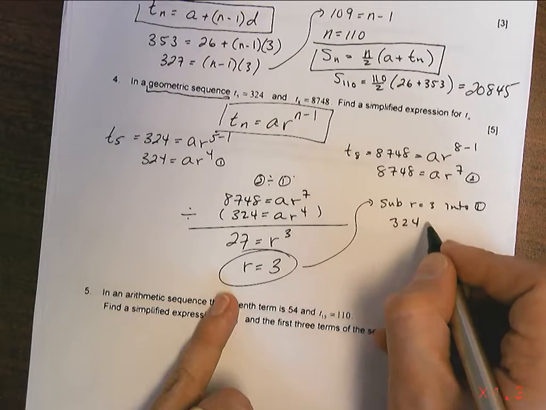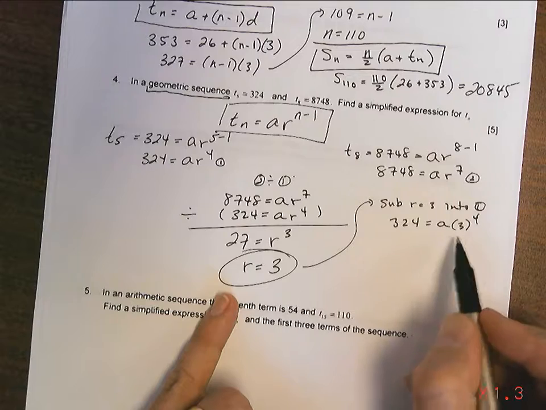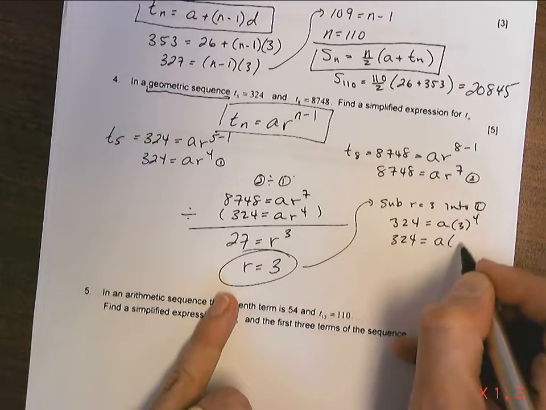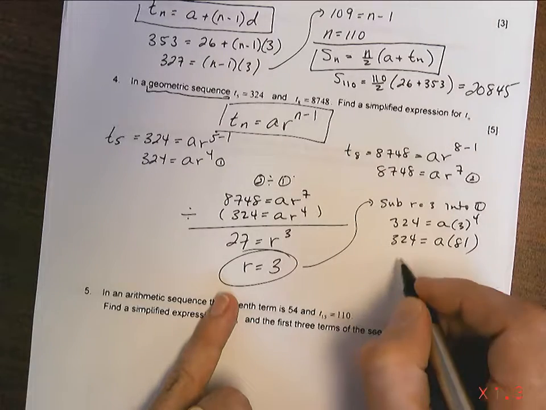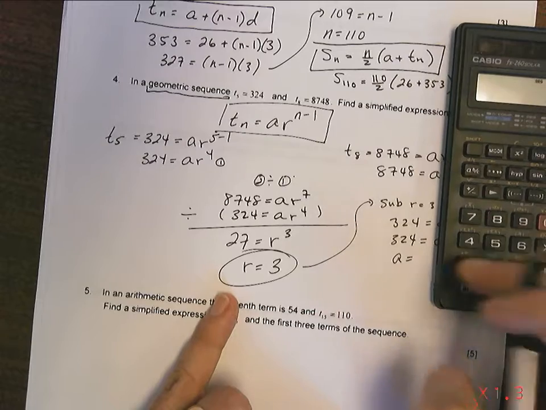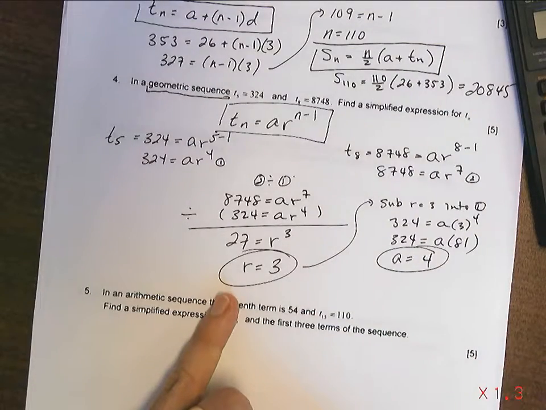Big numbers scare me. A times 3 to the 4. Now I know 3 to the 4 is 81. And divide both sides by 81. 324 divided by 81, I get 4. So I know a is 4. I know r is 3.